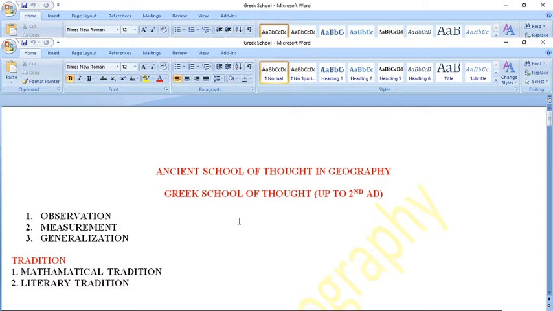Next, we can divide the Greek school of thought into two traditions. First one is the mathematical tradition. Second one is the literary tradition. What is mathematical tradition? Greek philosophers were the pioneers to identify the shape, size, pattern, rotation speed, position of the earth, all these things. And they represented all these things by mathematical calculation. That is the mathematical tradition.